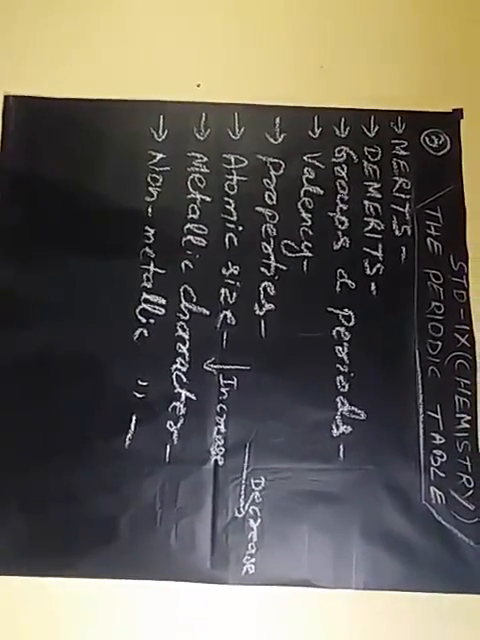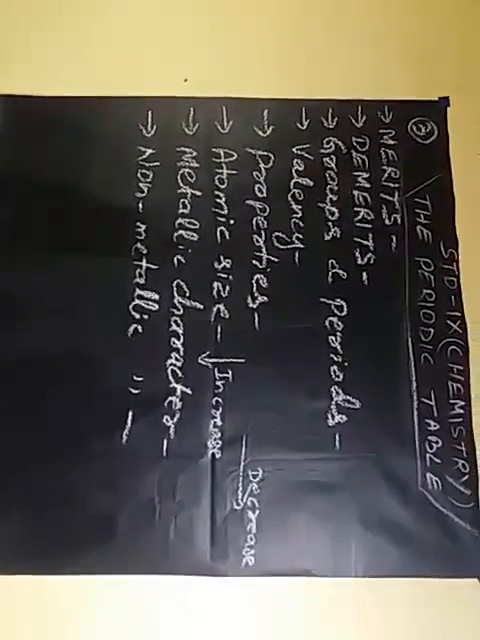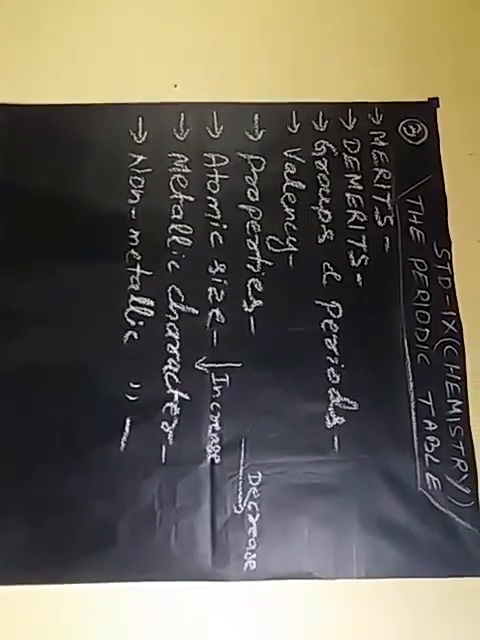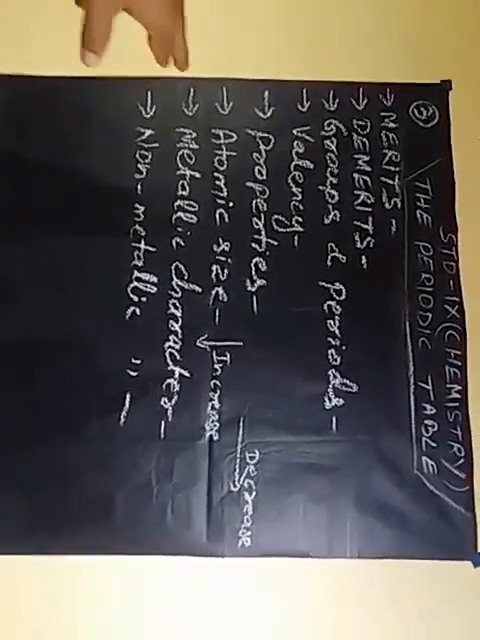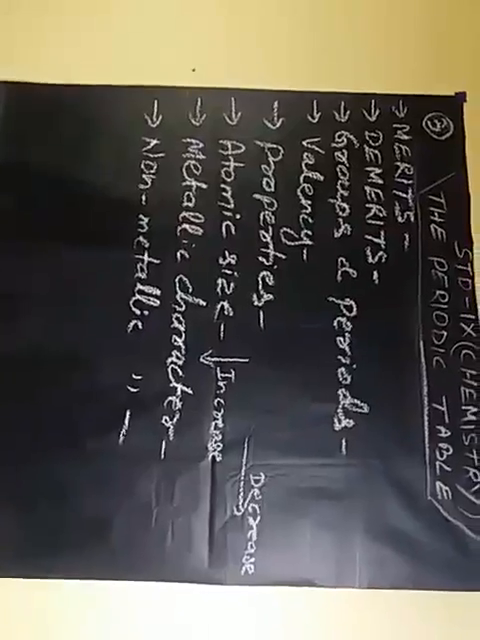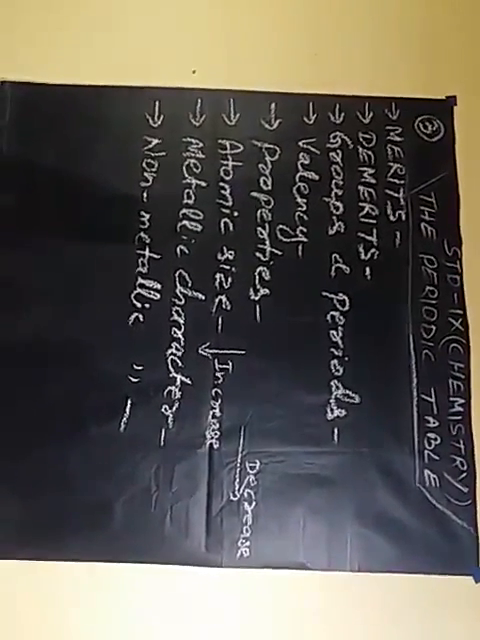Then metallic character. Metallic character generally increases down a group. In a period, moving from left to right, the metallic character increases first, then decreases in the middle as metalloids, then decreases further for non-metals. But down a group, metallic character increases. Thank you.